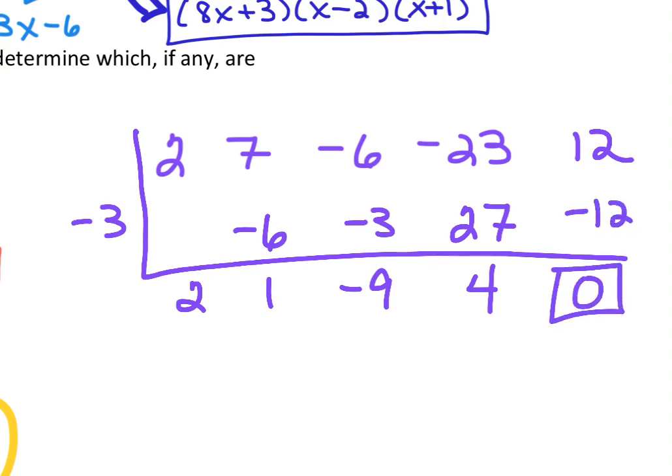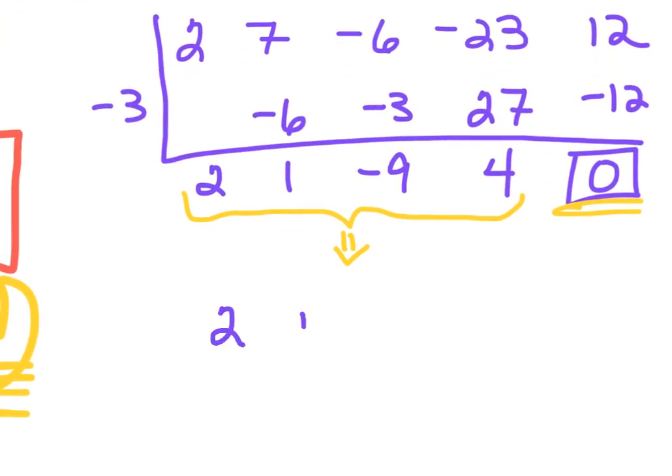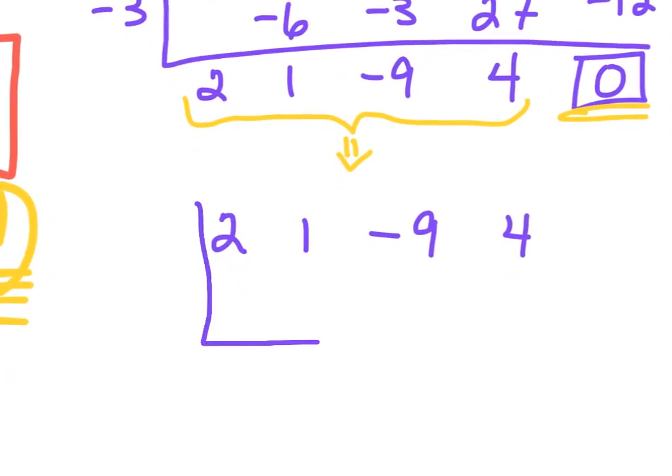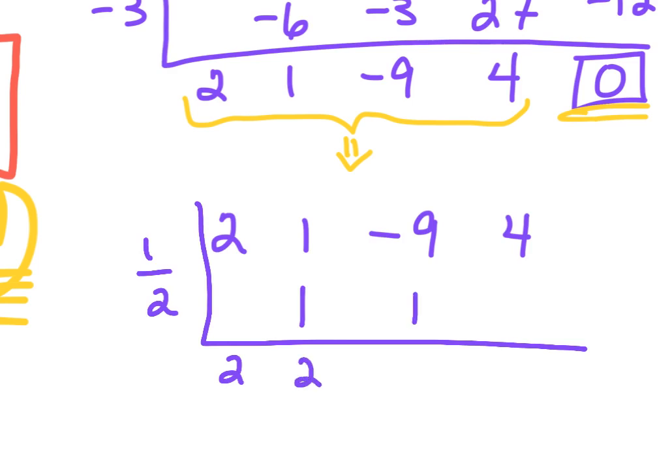Because you know for a fact that these are x-intercepts, you know for a fact that your remainder here is going to be 0. What you really want is this quotient, because that's what you're going to divide the 1/2 by. So I'm going to take the 2, 1, negative 9, and 4. You can build that like a pyramid. You don't have to rewrite it if you don't want to. But now I'm dividing by 1/2. 2 times 1/2 is 1. 1 plus 1 is 2. 2 times 1/2 is 1. Negative 9 plus 1 is negative 8. Negative 8 times 1/2 is negative 4. 4 and negative 4 is 0.